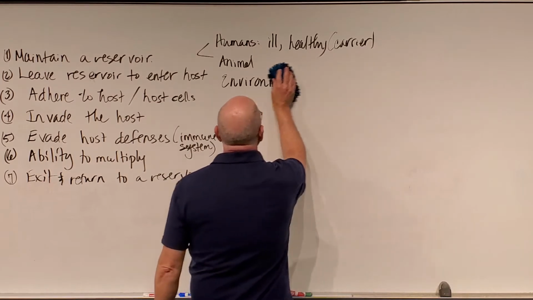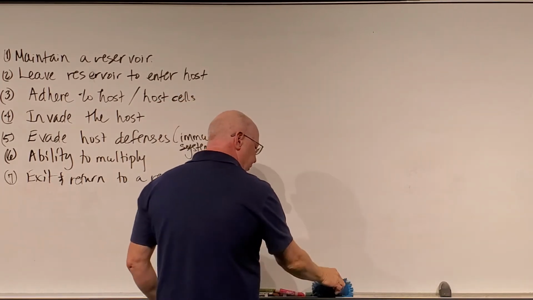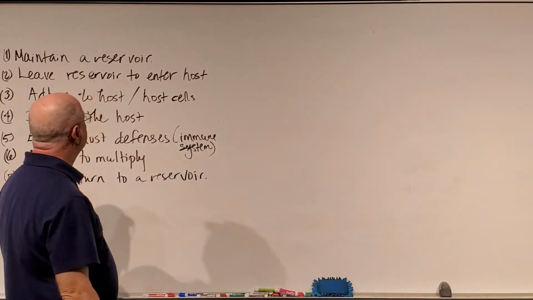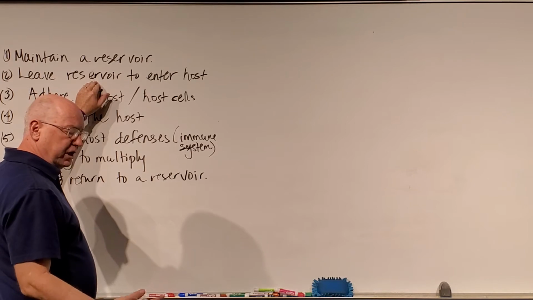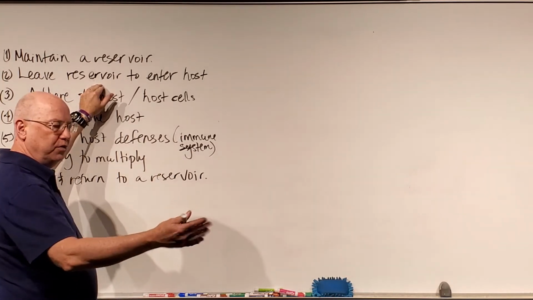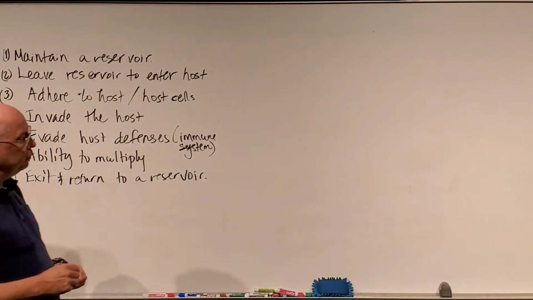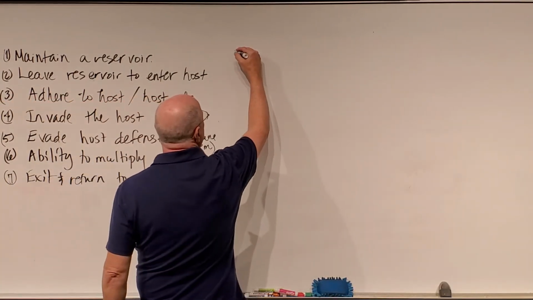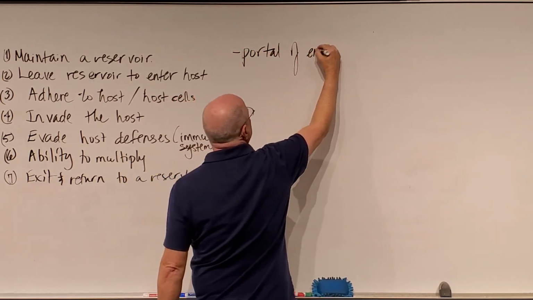So those are the reservoirs that I wanted to mention. There are human reservoirs, there are animal reservoirs, there are environmental reservoirs. Now, the second key, or the second challenge, is that the pathogen has to be able to leave the reservoir in order to enter or infect a host. And when they enter the host, we're going to talk about a thing called a portal of entry.